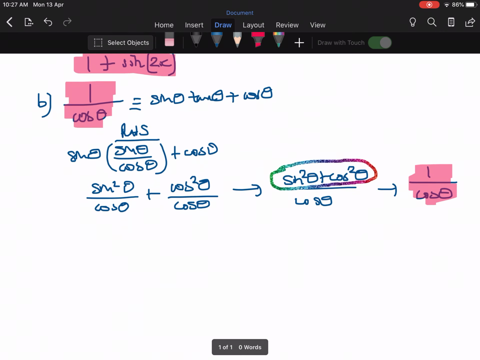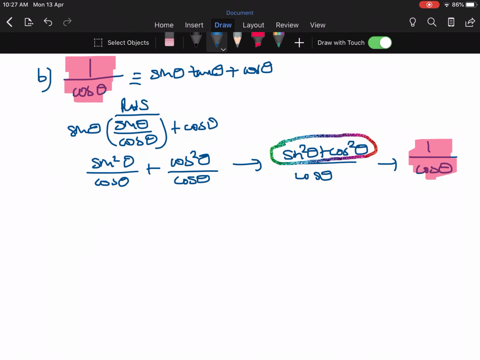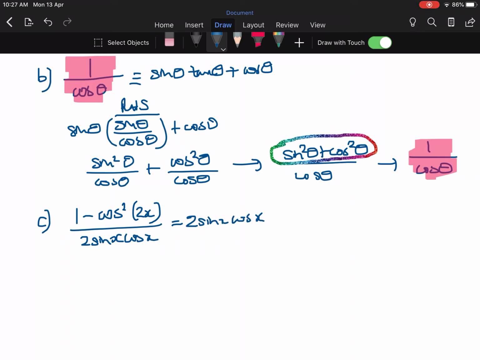Okay, we'll keep going. So C, I think I did for you as well. So this one looks a lot trickier. It's (1 minus cos squared 2x) over (2 sin x cos x) is equal to 2 sin x cos x.